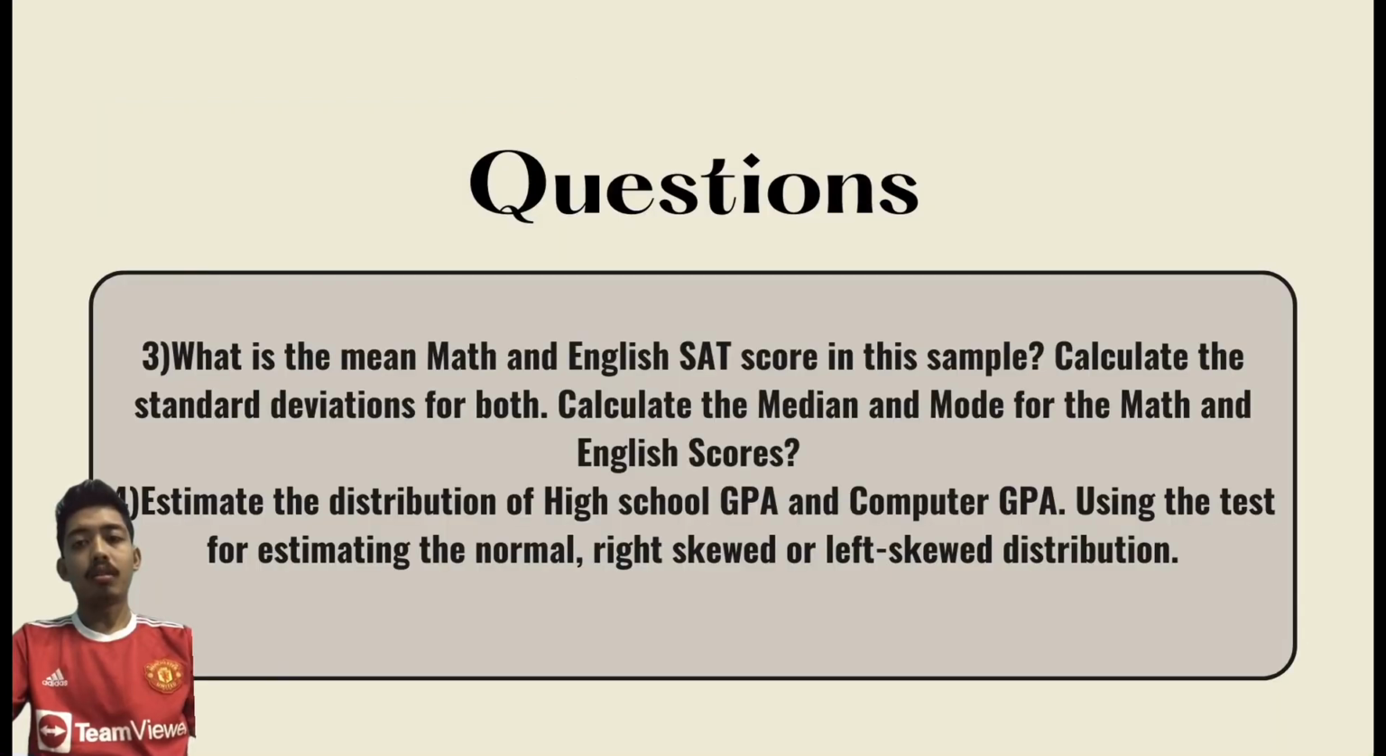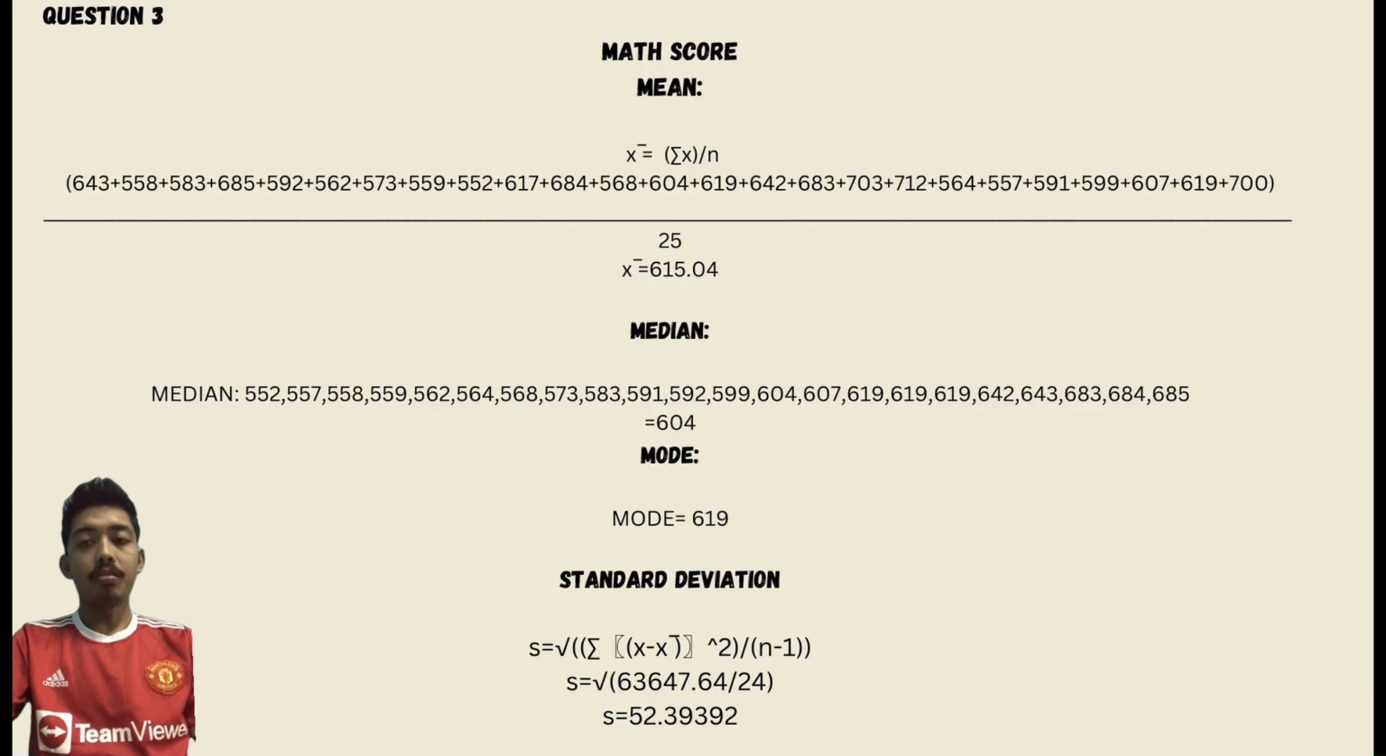Hi, Assalamualaikum warahmatullahi wabarakatuh. My name is Muhammad Aidil bin Abdullah and my matric number is H21A2181. Today I would like to present question number 3. For question number 3, we need to find the mean, mode, median and the standard deviation for two types of score, which are the mathematics and English SAT scores in a sample.